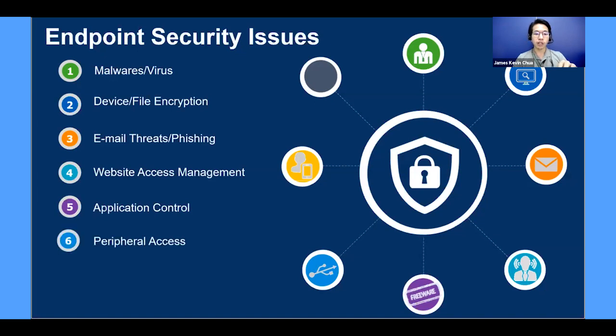Then next would be the peripheral access, wherein these are the flash drives or external hard drives. So aside from encrypting your devices, you need to be able to safeguard your confidential information or company confidential files so that they won't be able to transfer them locally to any storage devices. So with this, we need to be able to secure this access.